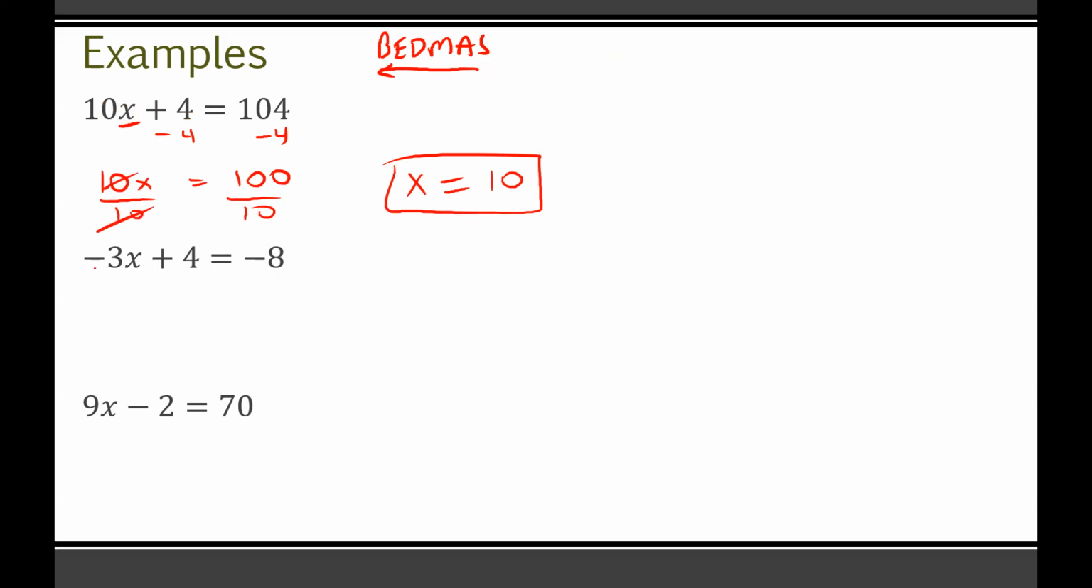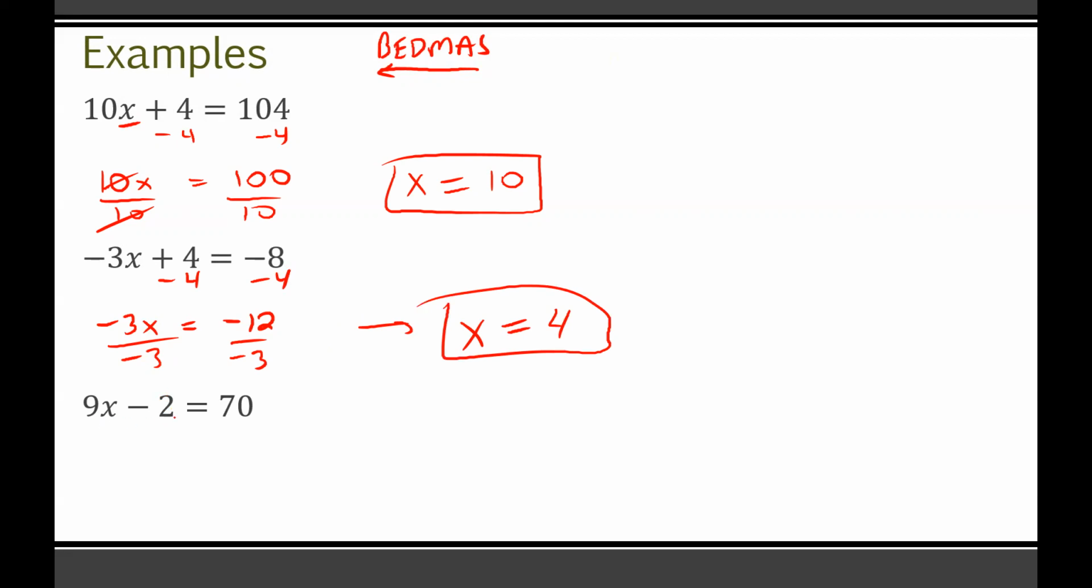All right, next one, -3x + 4 = -8. Let's start by getting rid of the addition, so minus 4 from both sides. This gives us -3x = -8 - 4. Be careful with that. That's actually going to be -12. Then we have to divide by -3 on both sides. So if we divide by -3 here and divide by -3 here, you're going to see that x equals -12 ÷ -3, which is positive 4.